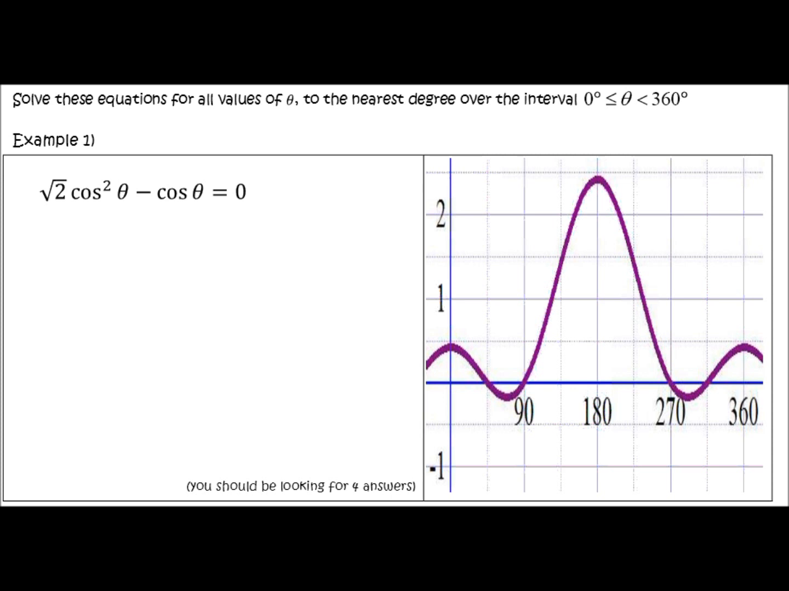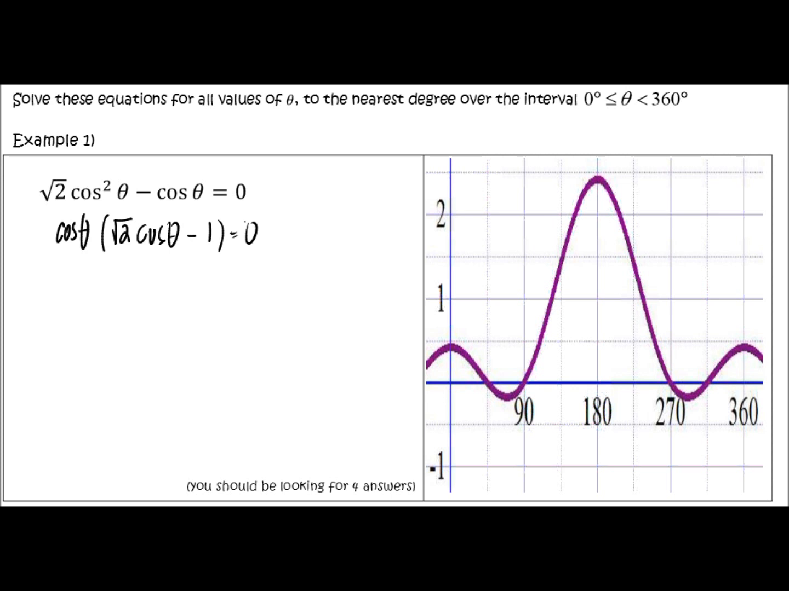So like in example 1, the best thing that we can do is to factor out a GCF. Out of radical 2 cos squared and cos, the biggest thing we can take out is a cosine theta. If you take a cosine theta out of each piece, you're left with radical 2 cosine of theta minus 1, since cosine divided by cosine is 1.